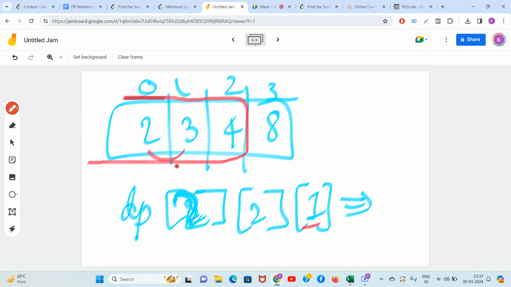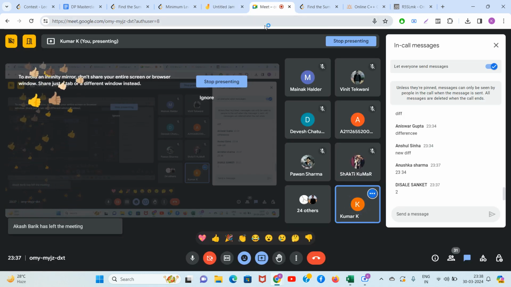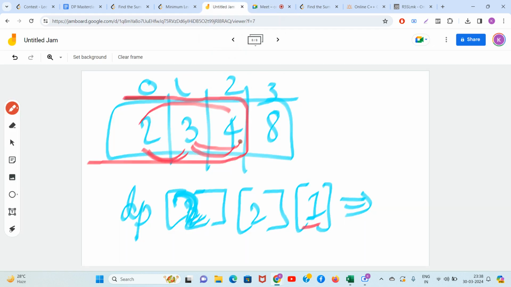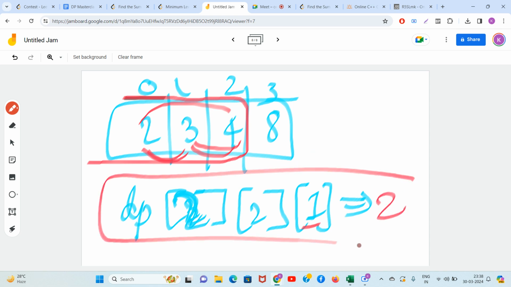So one is 2 comma 3, another is 3 comma 4, and guys, 2 comma 4 is not valid. Why is 2 comma 4 not valid? 2 comma 4 cannot be valid because its difference is 2. So only 2 to 3 and 3 to 4, so there are two pairs, so 2 will be the answer.